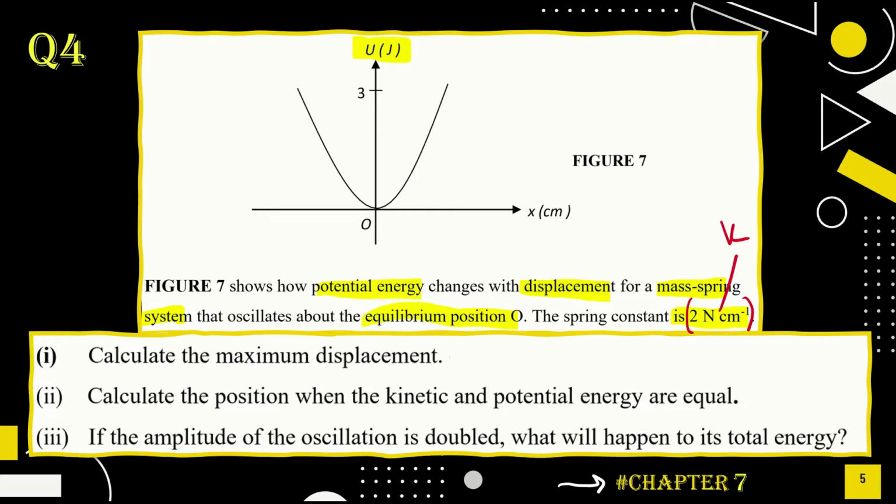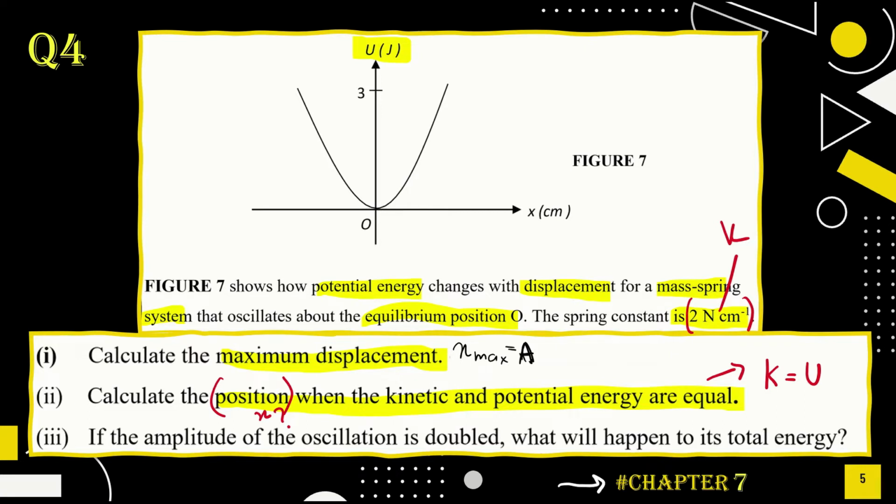The first question is to calculate the maximum displacement, which is also known as amplitude. The second question is to calculate the position when the kinetic energy and the potential energy are equal. So we want to find x, the position, with the condition that kinetic energy is equal to potential energy.